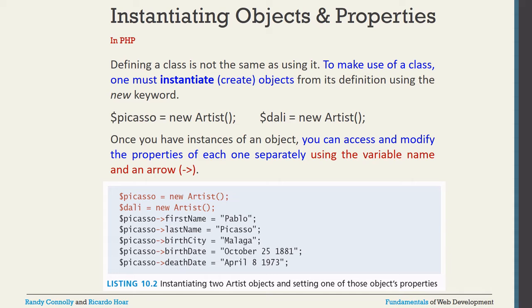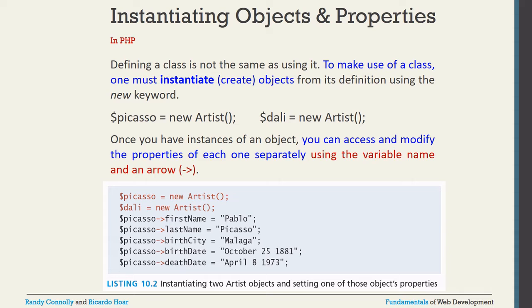Defining a class is not the same as using it. To make use of a class, one must create an object from its definition using the new keyword. So Picasso is again, then you can use the new keyword, then Dali again, using the new keyword, and using that we can create the instance.